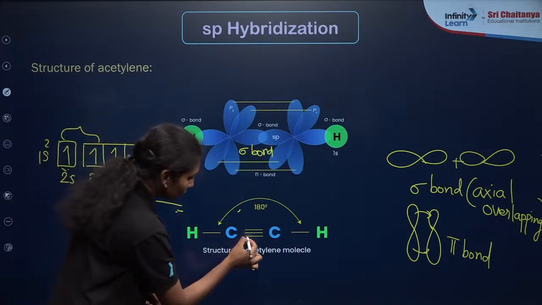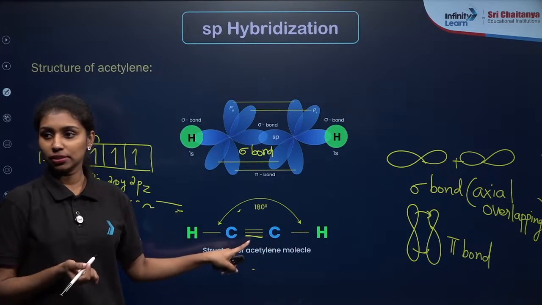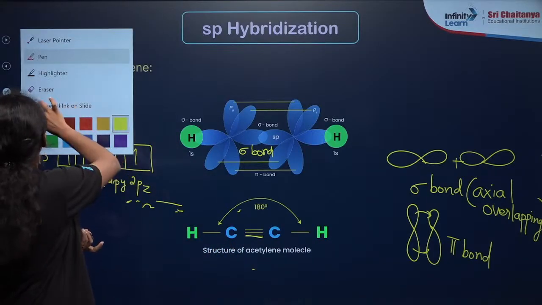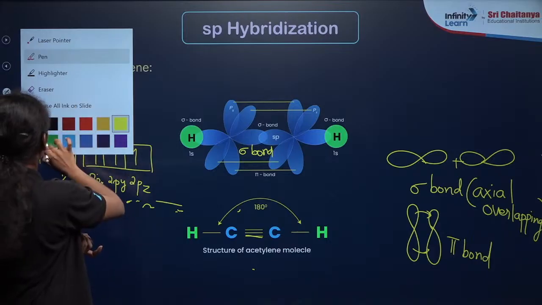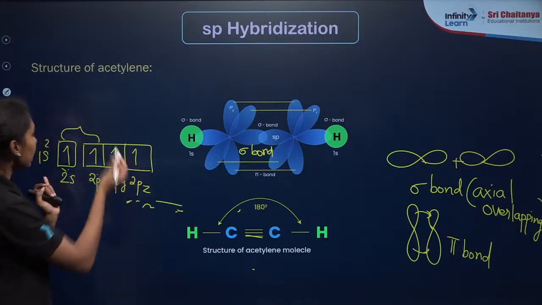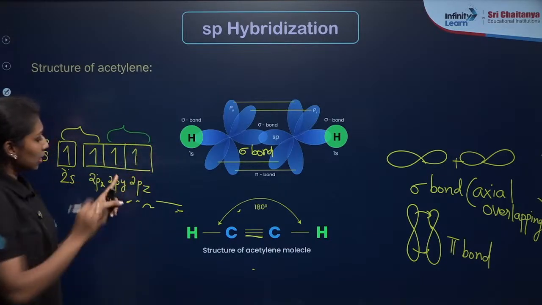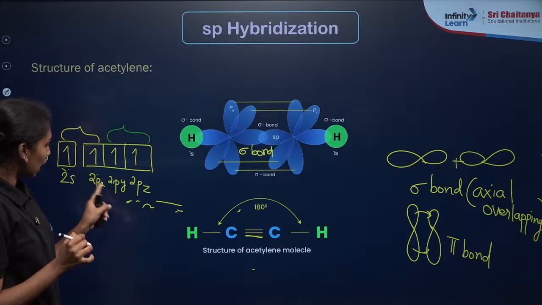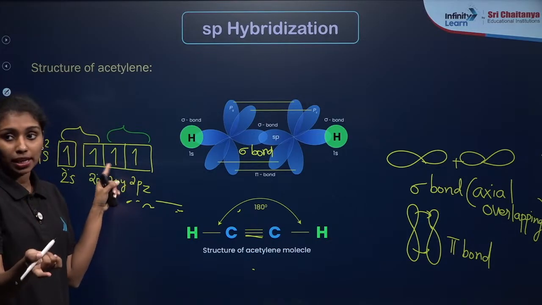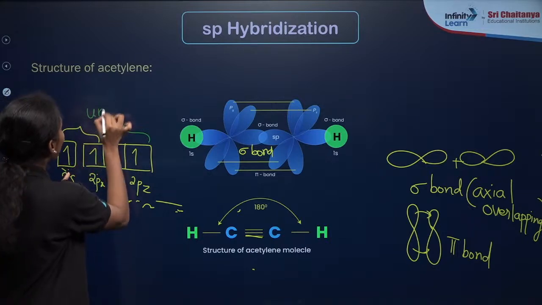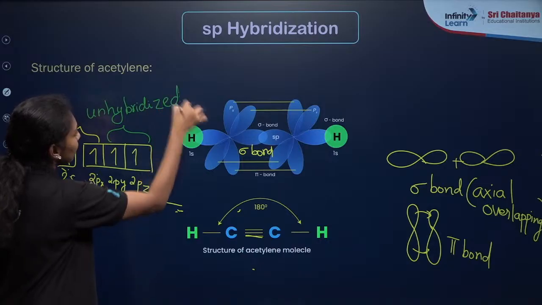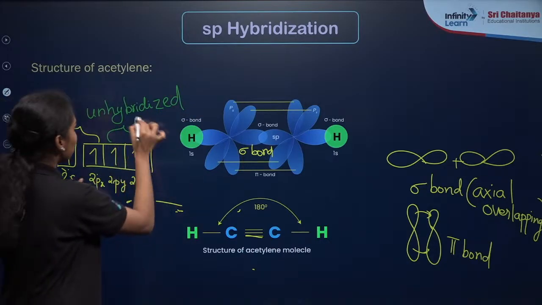That's why it is represented as one bond here. I hope you are getting my point. This is a new term for you, so there may be some confusion. Clear? This will be the sigma bond. Then what is remaining here? Two p orbitals, right? In the case of carbon, it is one 2py and one 2pz. They are not participating in any hybridization, so we can call these the unhybridized orbitals. Is that clear?